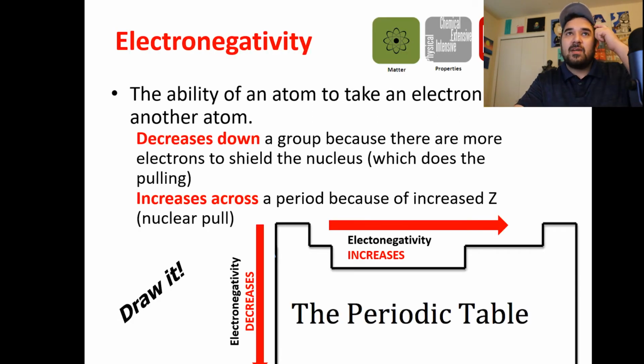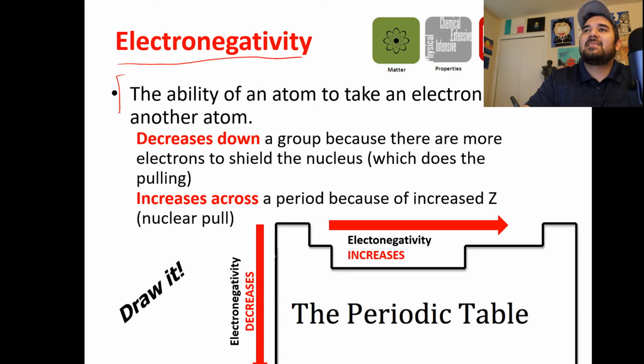All right, next we're going to talk about electronegativity. First, I want you guys to write the definition for electronegativity. That's going to be the ability of an atom to take an electron away from another atom. Last we talked about ionization energy, which is the energy required to remove an electron. Now we're talking about electronegativity, which is an element's ability to steal electrons from something else.